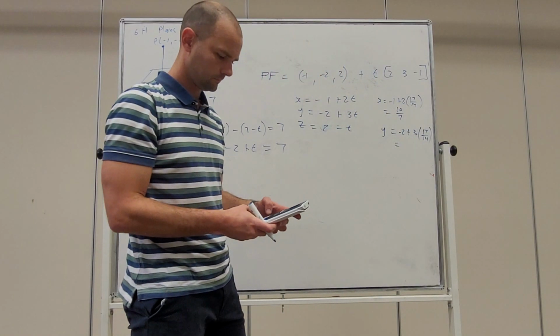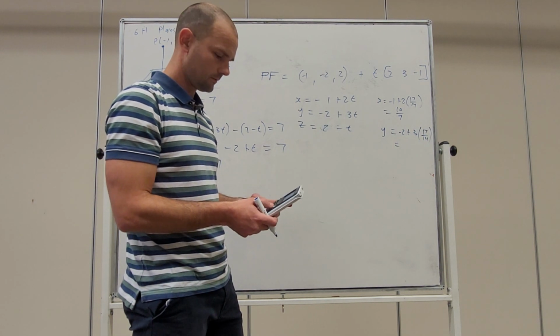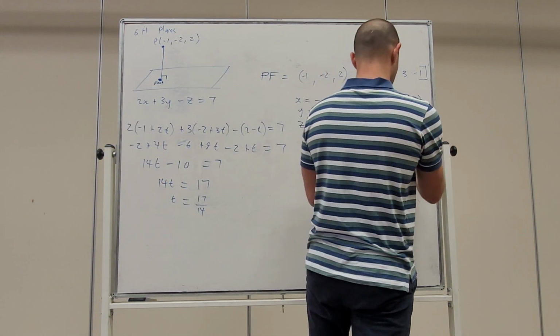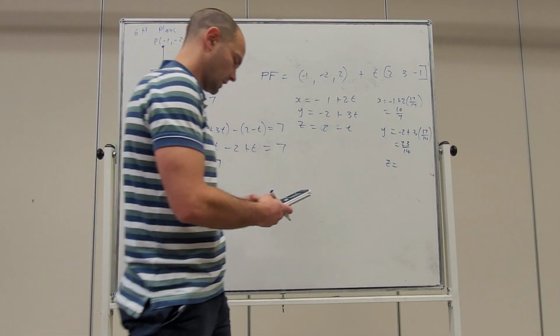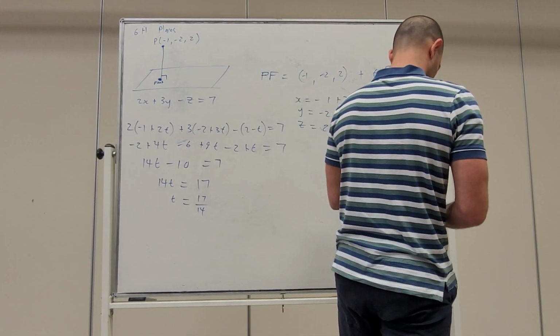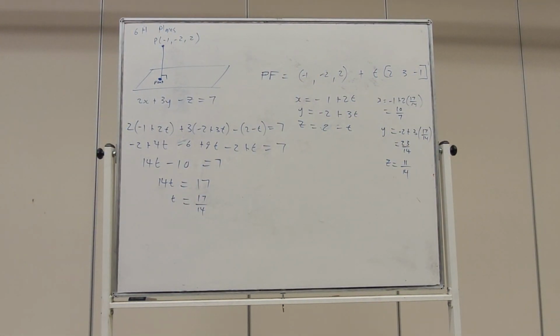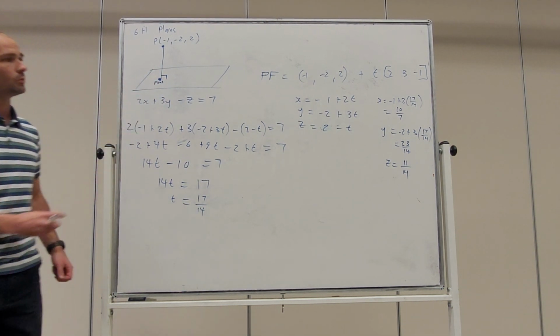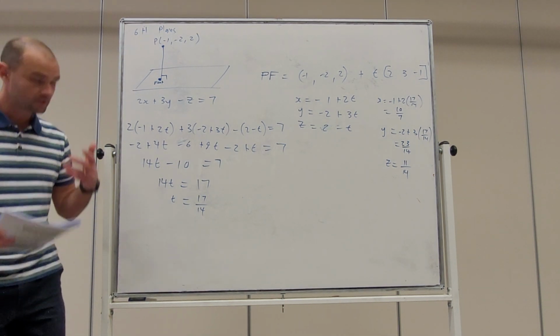We've got 23 on 14 for y, and 2 take 17 on 14, we've got 11 on 14. Okay, so we've got those coordinates of x, y, z. This is the coordinates of the foot of the normal, all right? Cool, okay, so that's the first part. Find the coordinates of the foot of the normal, done, and hence find the shortest distance.